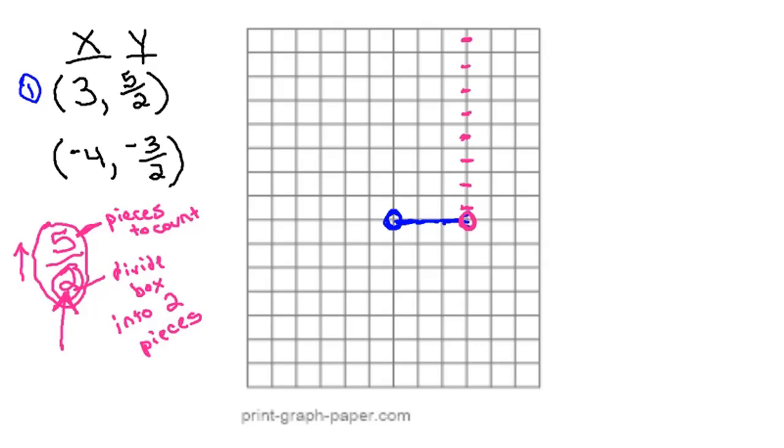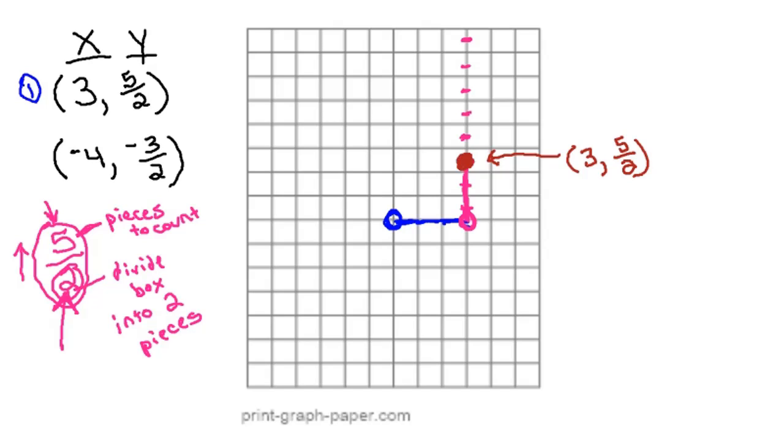So 2 pieces. And then we're going to take the 5, the number on the top of the fraction, and that's how many pieces we're going to move up. So we're starting from where we left off at the x. So 1 piece, 2 pieces, 3 pieces, 4 pieces, 5 pieces. So that's where we found ourselves, where the y is. So I'm going to draw a big red dot there, and that's what you put on the graph. So the coordinates 3 and 5 halves is that red dot right there.